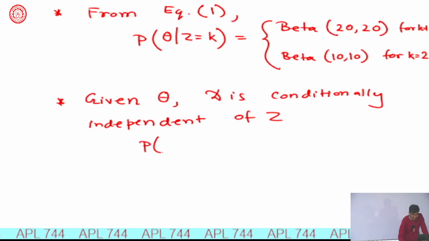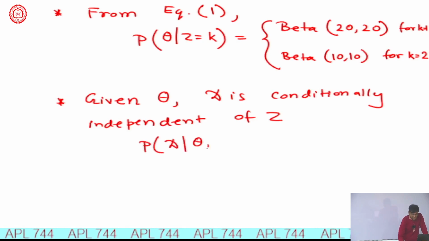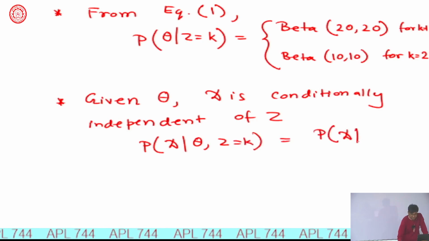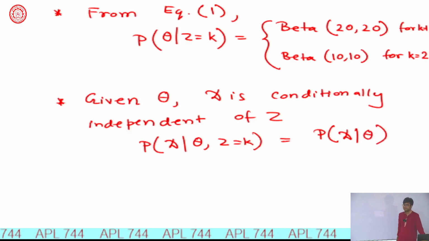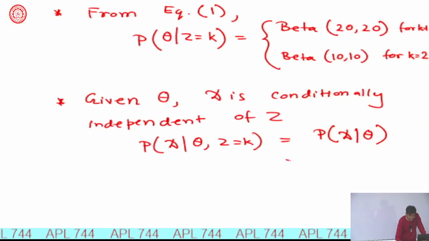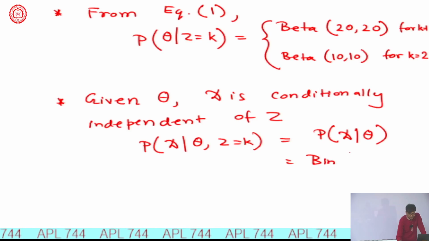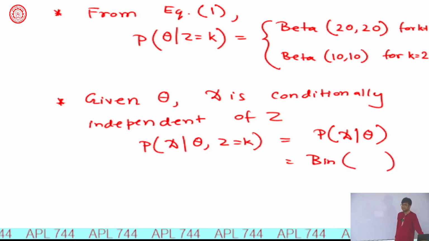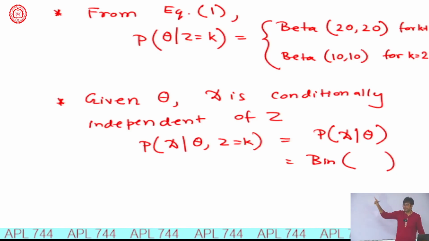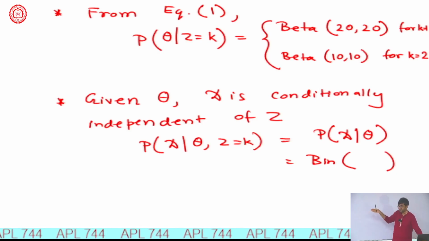Therefore, probability of d given theta comma z equal to k will be equal to probability of d given theta. Okay. So, once you know the theta, that is all you need for your likelihood, along with the data obviously. You do not need any more parameter. And this is actually equal to, remember, this is the likelihood, which is a binomial. I am not writing it, but remember that it is a binomial distribution. Why binomial? Again, because of our problem statement. We are only counting, we are not having a fixed position.